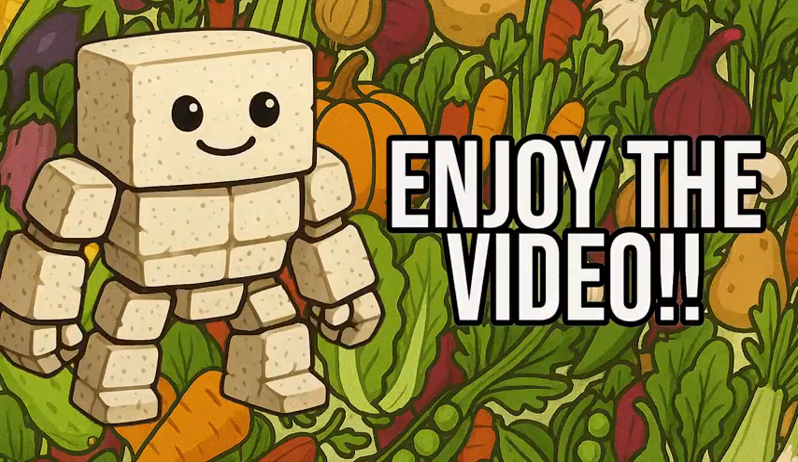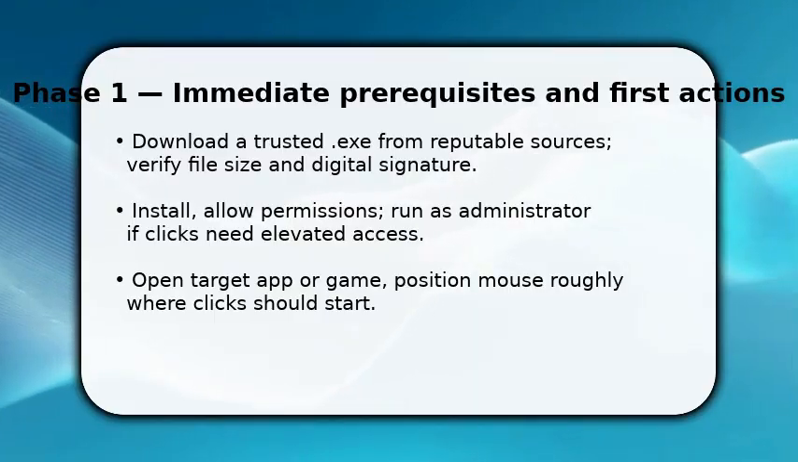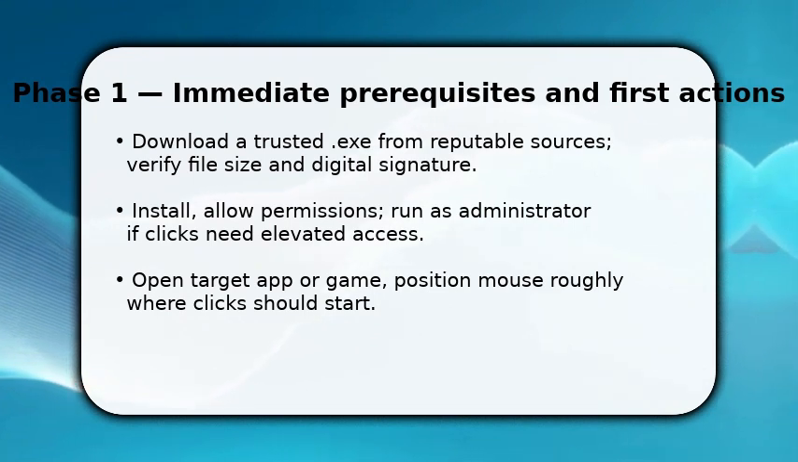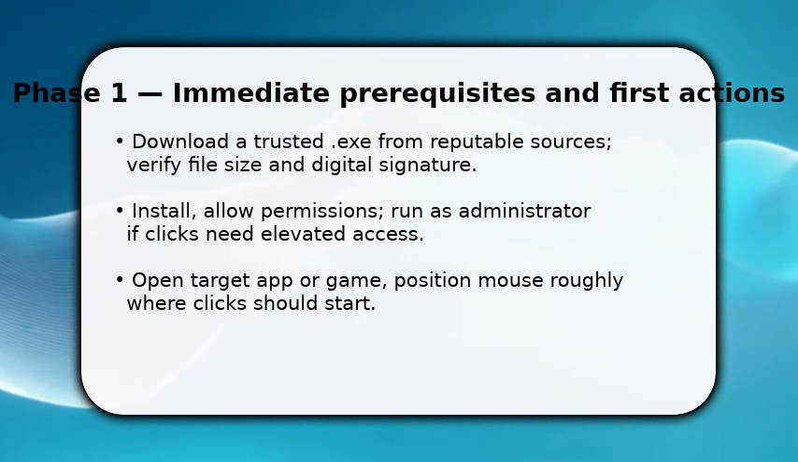Please enjoy the video. You start by getting the auto clicker ready and placing it where clicks will occur. Begin with a trusted exe, install and allow permissions so it can control the cursor. Once done, run the program as administrator when the target app requires elevation, because that ensures clicks register.